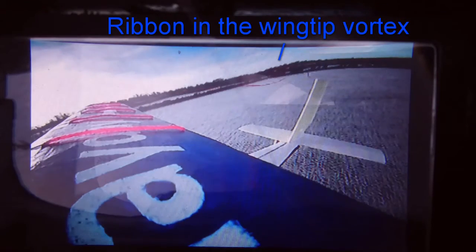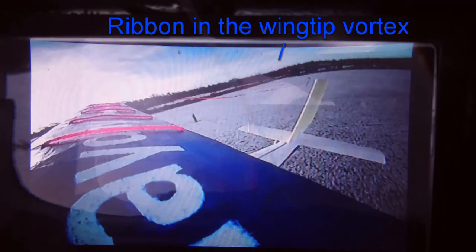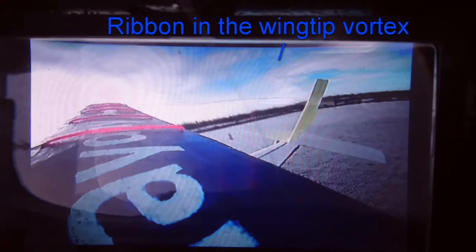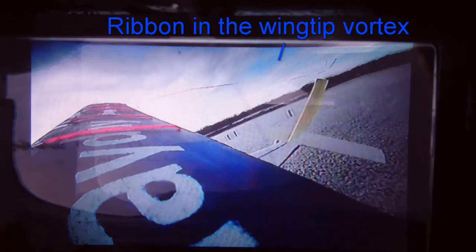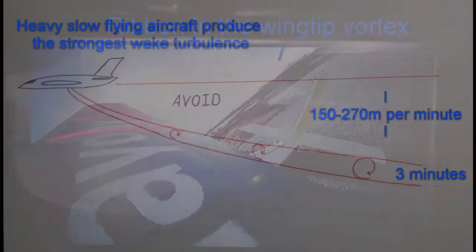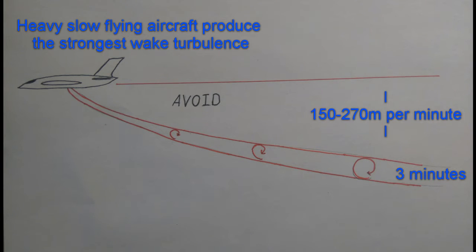Here is a clip of our RC plane played back at 25% speed. If you look closely at the ribbon on the wingtip, you will see a swirling action that is caused by wake turbulence. The wingtip vortices can take up to 3 minutes to dissipate. They sink at 150 to 270 meters per minute.